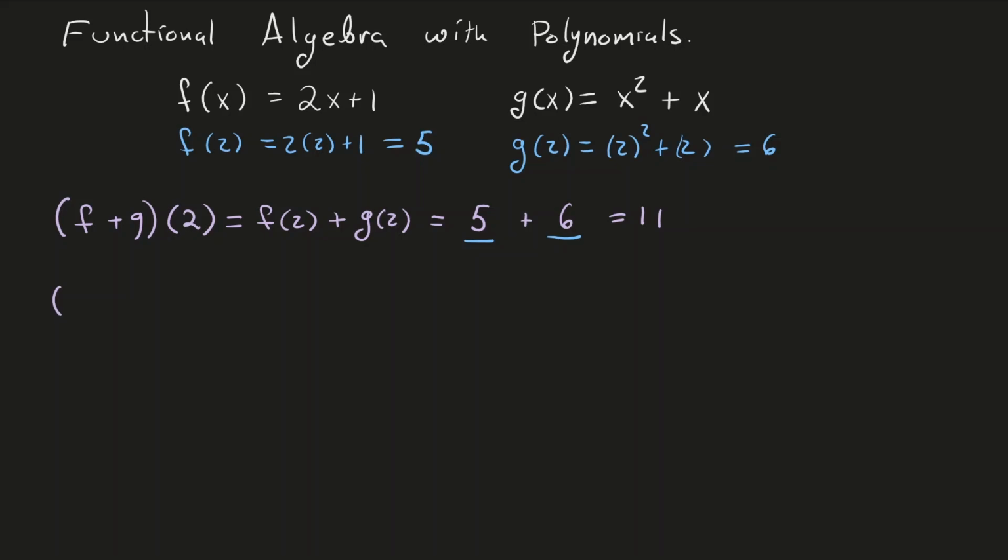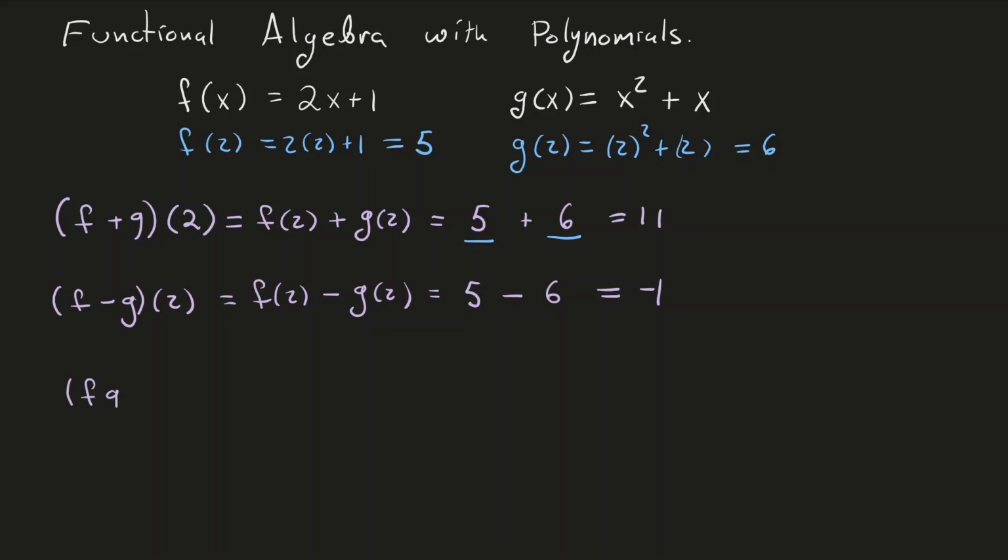So similarly, if we want to do f minus g at 2, this is subtracting the function. So this is f of 2 minus g of 2. So this is sort of the definition. To subtract the two functions, you subtract the values of the two functions. So in this case here, we get 5 minus 6, and that's equal to minus 1. So instead of adding the two functions together, where we add the outputs of the function at 2, we subtract them from each other.